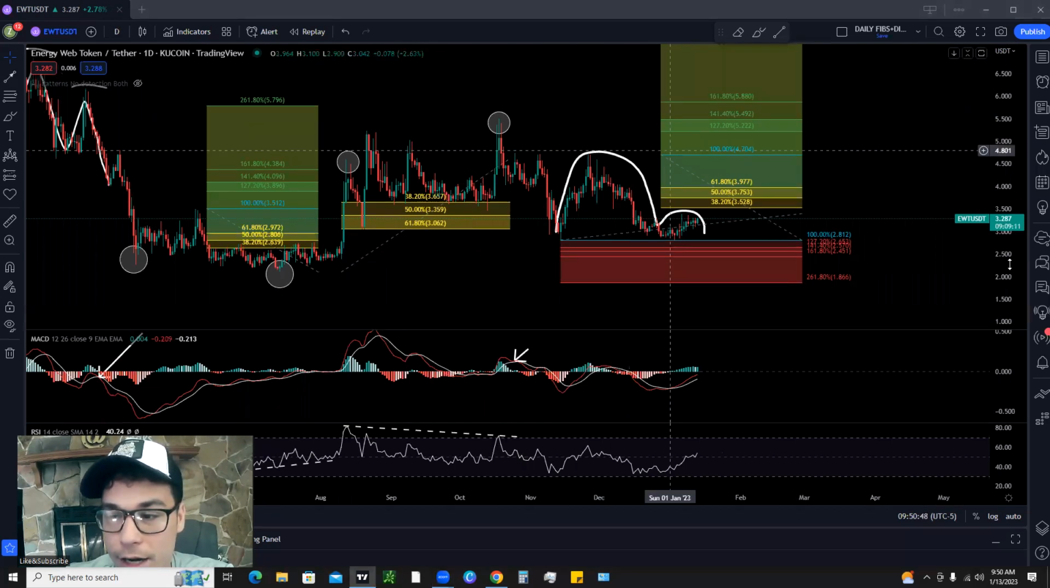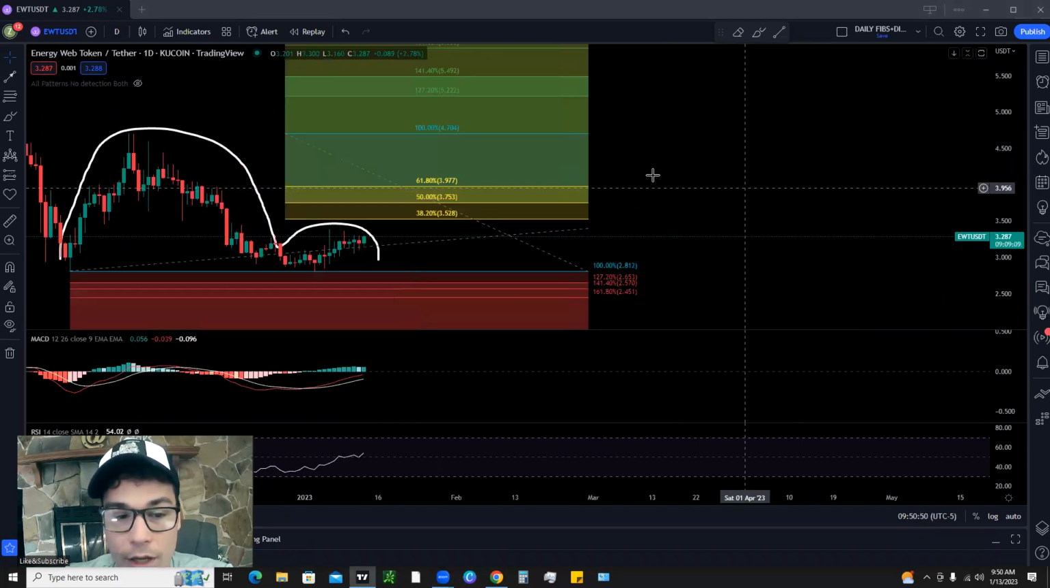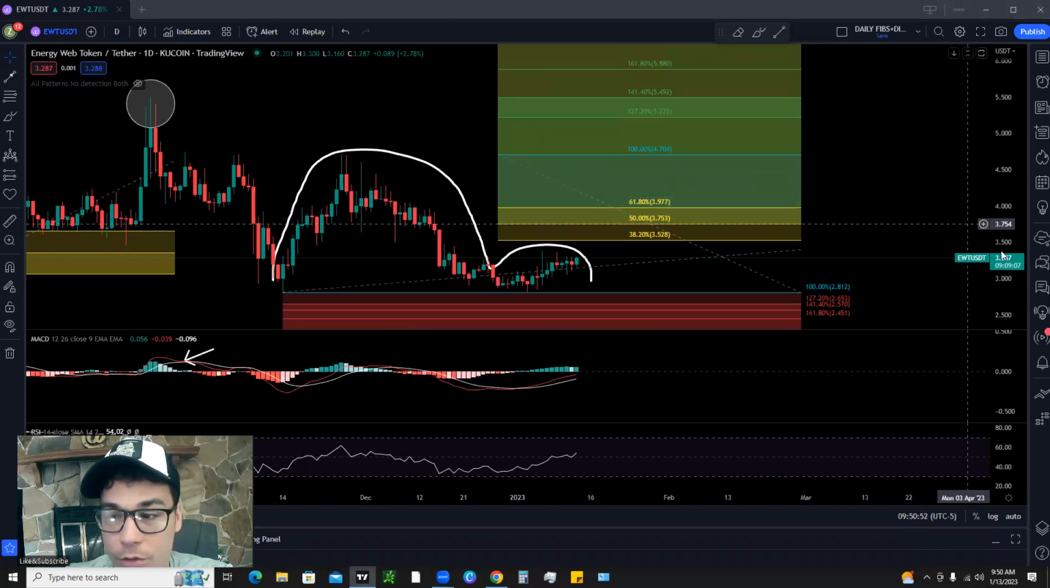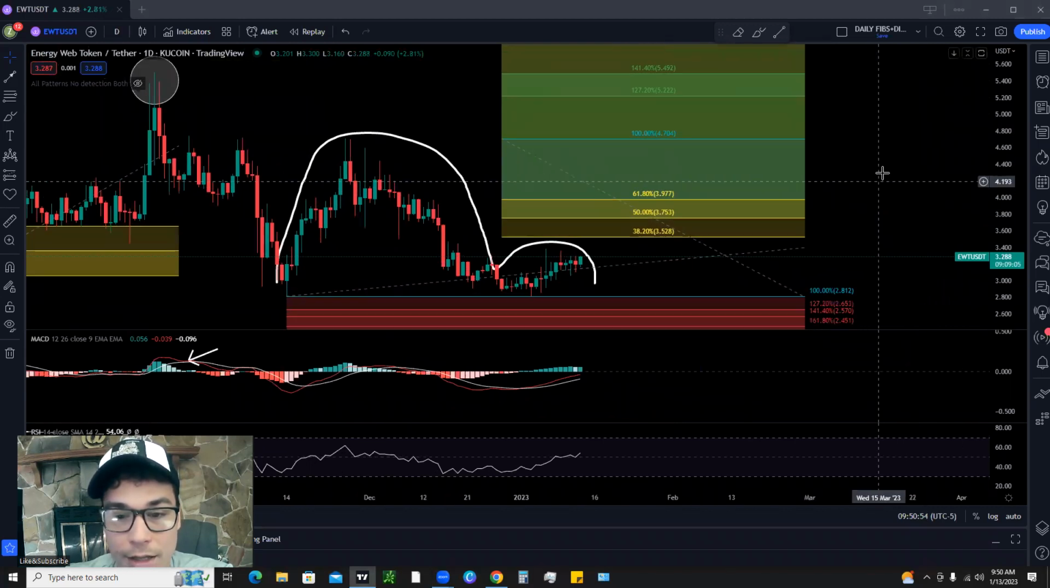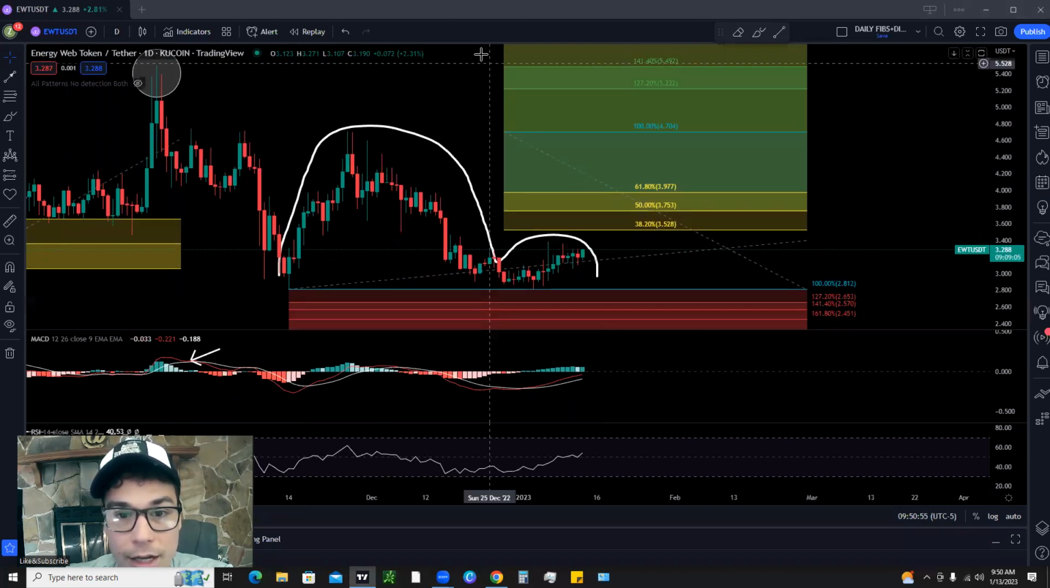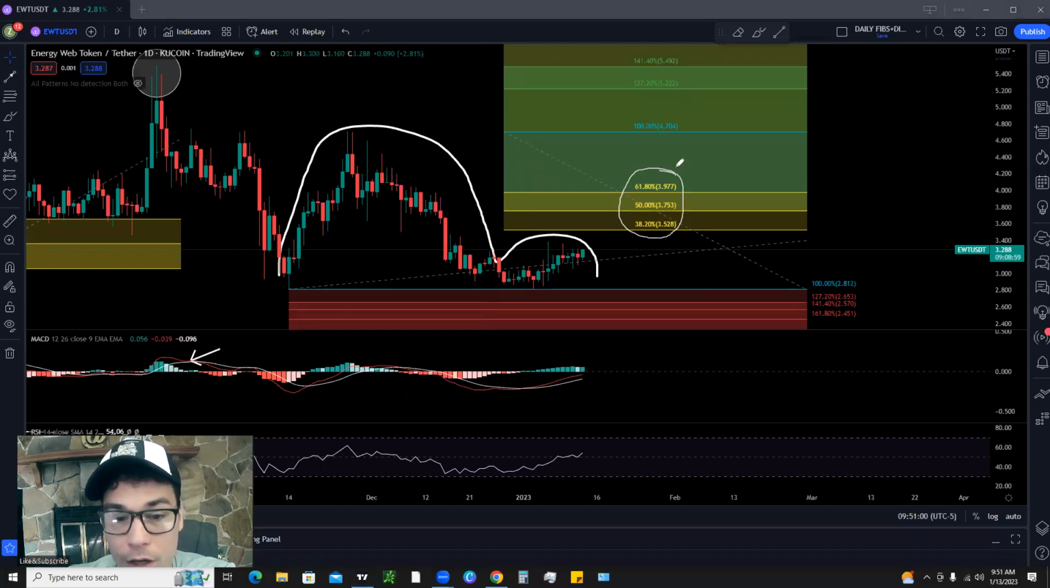So if we zoom in right now, there's a few things that we are looking at, okay? We have our major retracement levels to the upside. That's going to be these three yellow lines right here, all right? And I have these in yellow because this is your area of caution. You want to be cautious at.